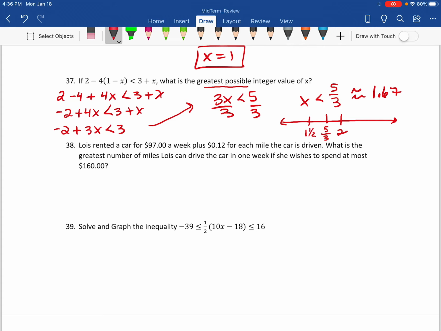Okay, so the greatest value of this is going to be anything that's less than 5.3. So I can say the greatest value is going to be like 1.67. You're going to have to look at your answer choices. It's multiple choice, but I'm just talking you through working out what that is. Now, this is going to be a nice number. It's not going to be a fraction, so don't get bogged down on the fraction.